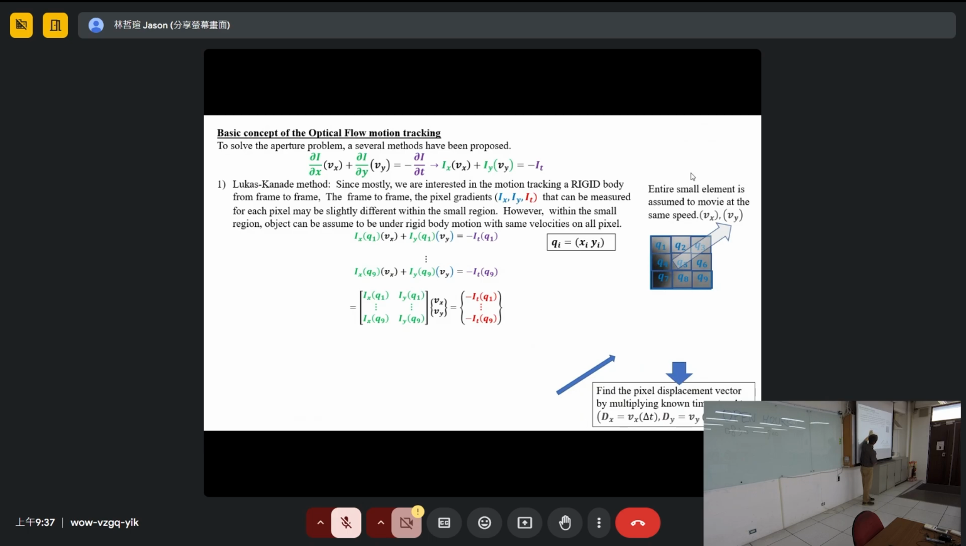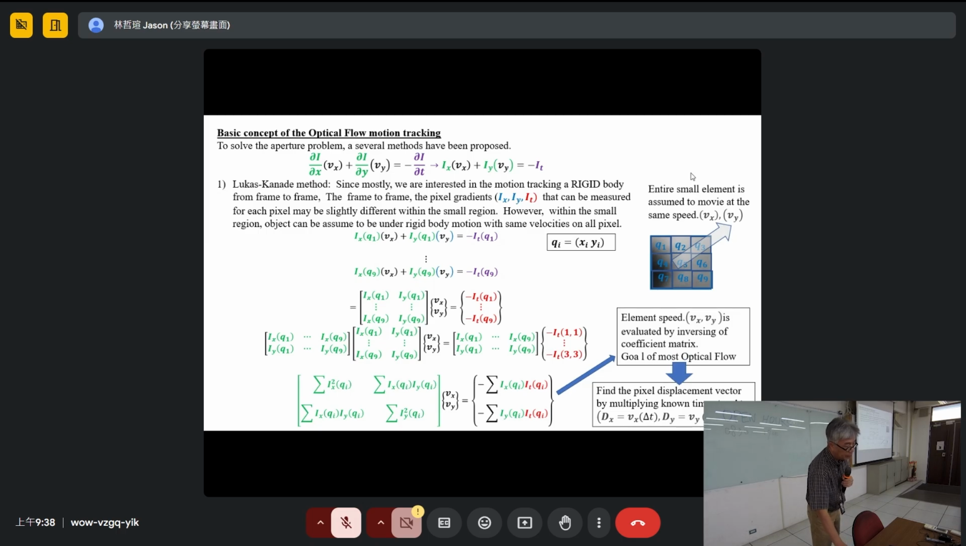Then we can set up this matrix, velocity vector, and brightness change in time. Now we have plenty of information. I just need to find out two unknowns here, right? Then use the least squares that we talked about yesterday. Then now we have a square 2 by 2 matrix. This can be inverted. Then solving this, you can find out the velocity of this point in the x direction and y direction.